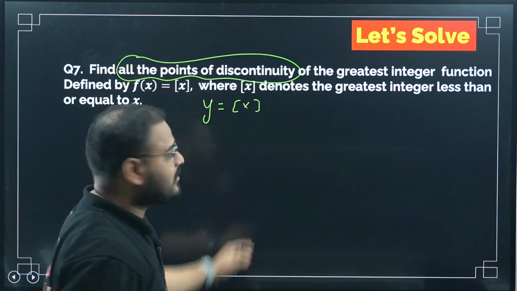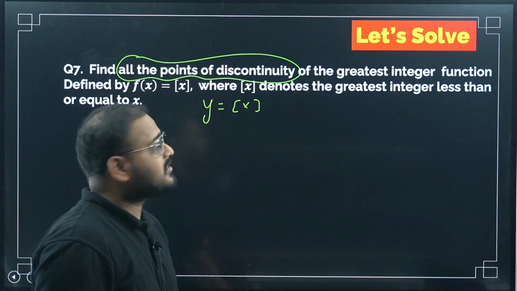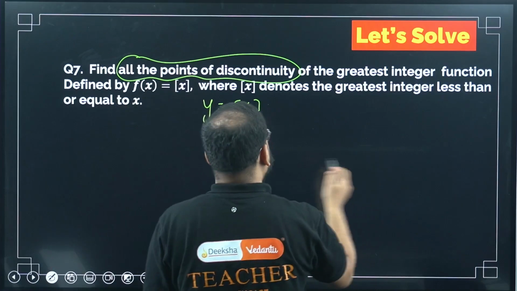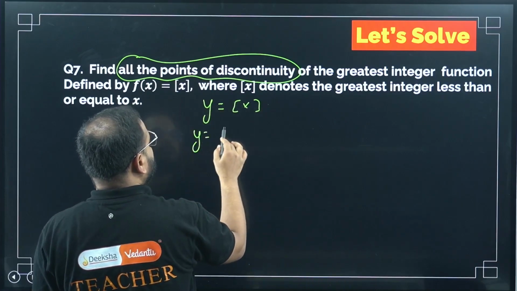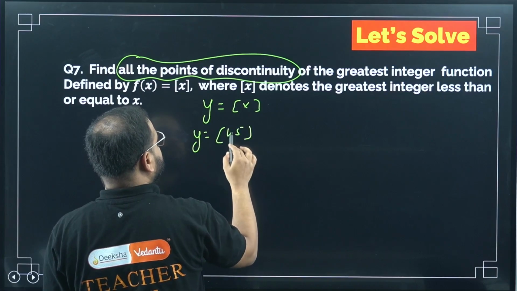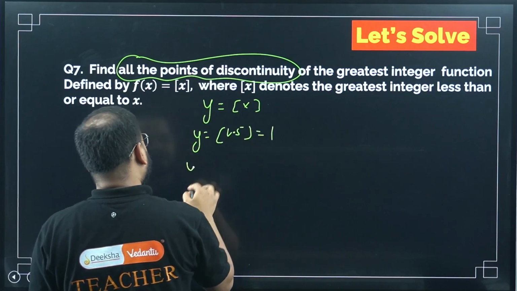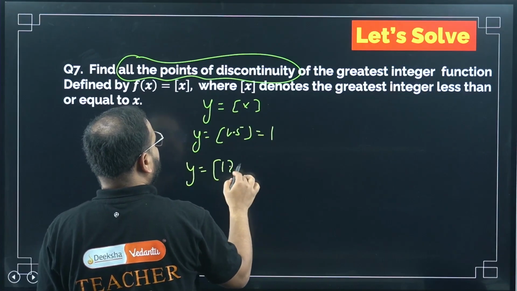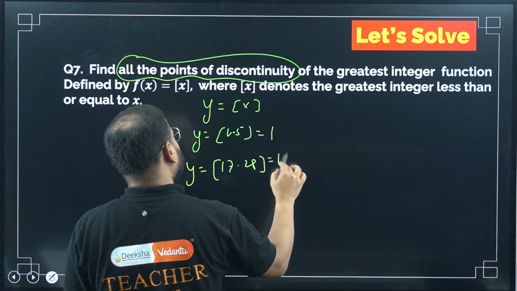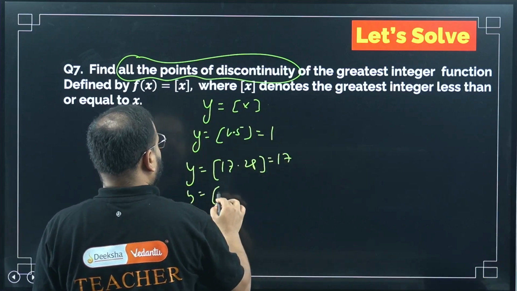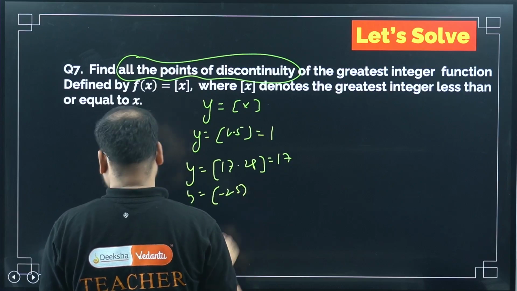You should know the curve of this. What does greatest integer function mean? For a function defined like this, y equals 1.5, what is the answer? 1. Y equals 17.8, what is the answer? 17. Y equals minus 2.5, what is the answer?